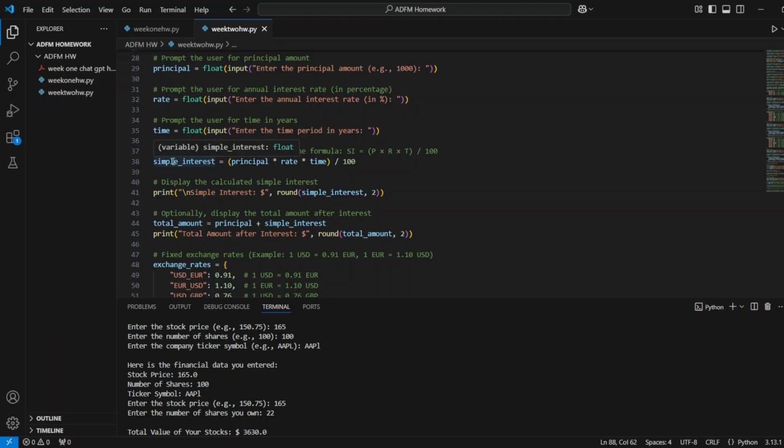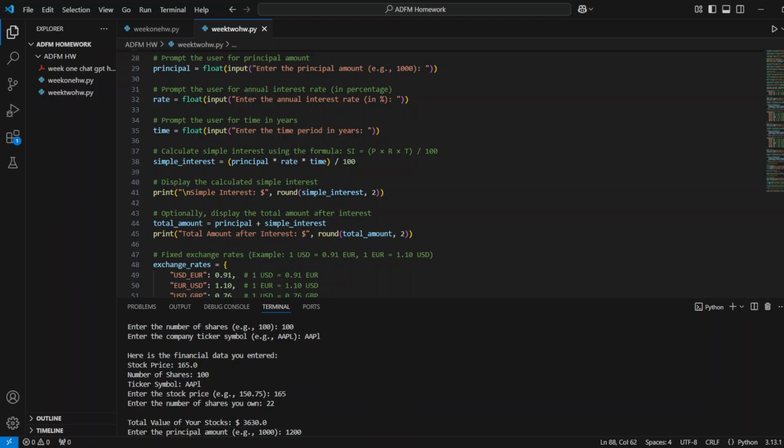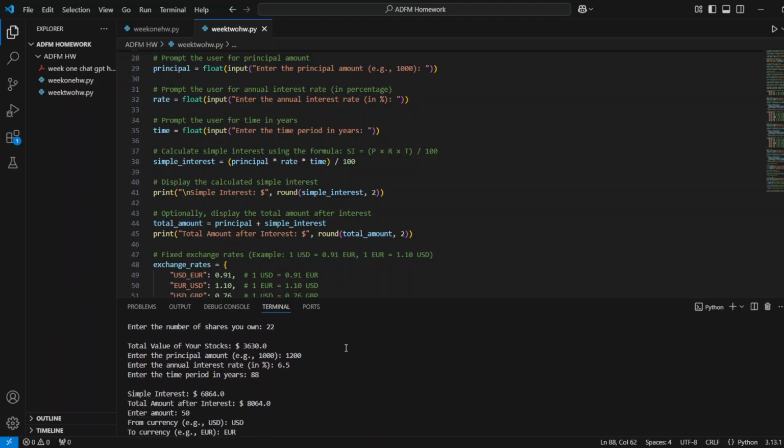And this was the formula I added for the simple interest, which was principal times rate times time divided by 1,000. And this was what it ran. For the principal amount, I just added 1,200. For the annual interest rate, I wanted to do 6.5%, which came from this. And for the number of years, I just randomly put in 88 years, just for the time. And it popped out the simple interest rate being 6,840.